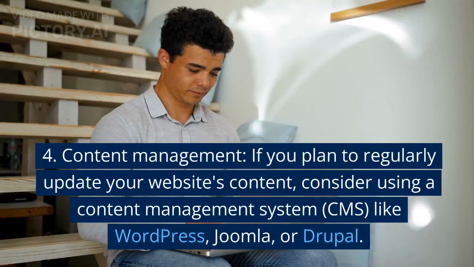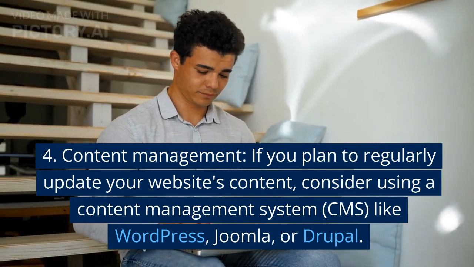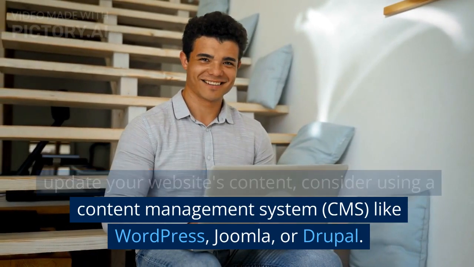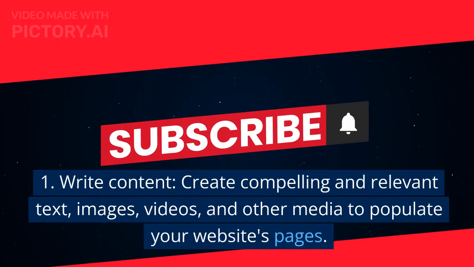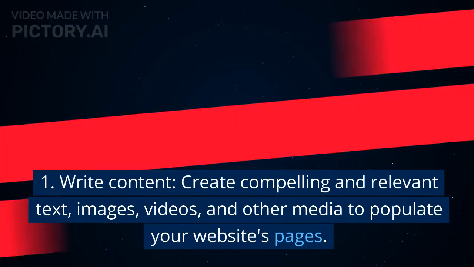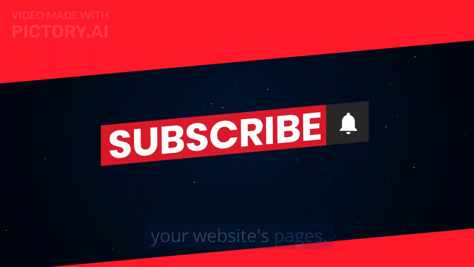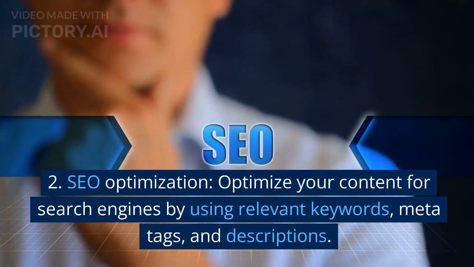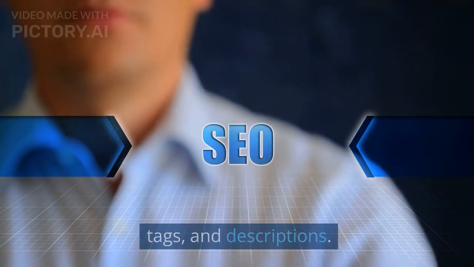4. Content management. If you plan to regularly update your website's content, consider using a content management system, CMS, like WordPress, Joomla, or Drupal. Content creation. 1. Write content. Create compelling and relevant text, images, videos, and other media to populate your website's pages. 2. SEO optimization. Optimize your content for search engines by using relevant keywords, meta tags, and descriptions.